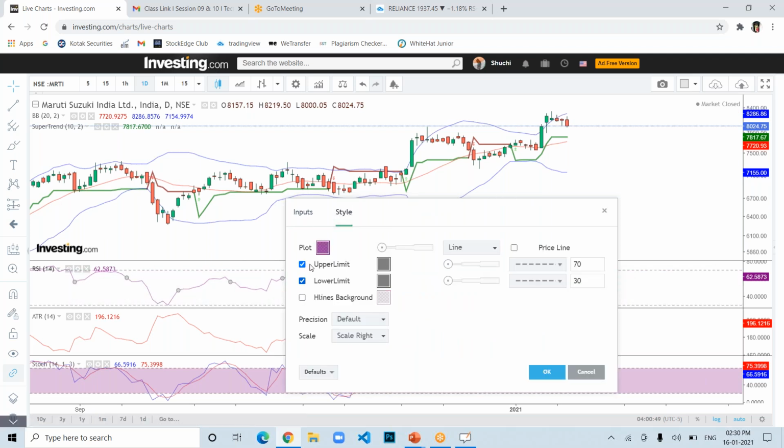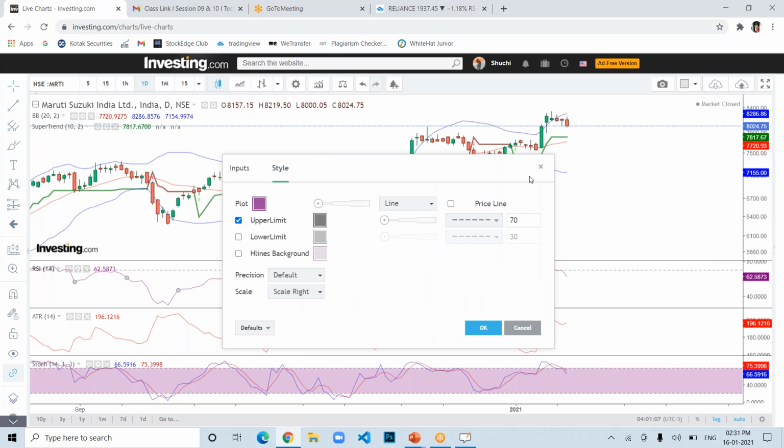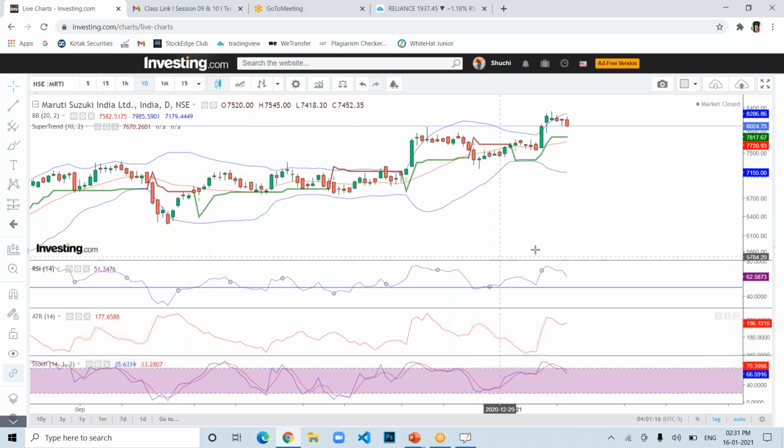What I will do is I'll hide the background. I don't need my upper limit. I don't need my lower limit also. I just need a line which is going to plot 50. So what I will do is I will just change the upper limit to a dashed line and change the value to 50. I can change the color, say, to blue. So this is the RSI 50 line. Okay.